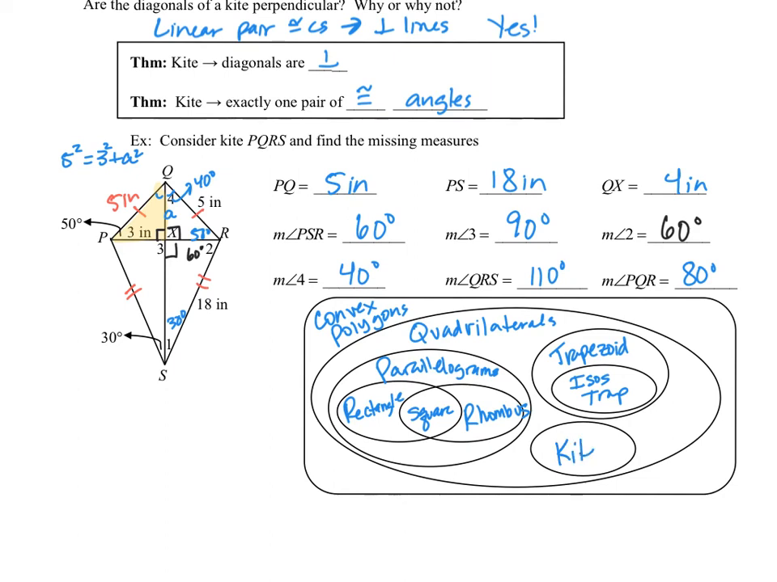Now, notice that the kite oval is completely separate from a parallelogram because kites do not have 2 pairs of parallel sides. Kites don't even have 1 pair of parallel sides. So that's why this kite circle is completely separate from the trapezoid circle. Okay, so I hope this chart helps you kind of organize all the ideas of all the different quadrilaterals that we've studied in this chapter.